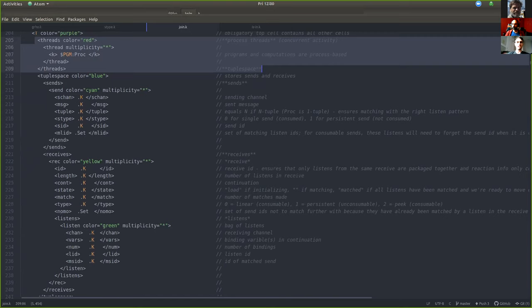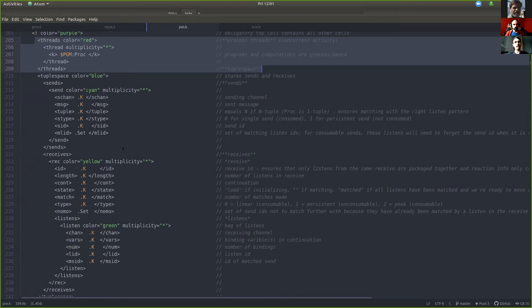Basically, the receive cell that corresponds to that receive will have three listen cells kind of within it, each one corresponding to like X is listening for these variables, and Y is listening for these, and Z is listening for these. So each one of those listens will get its own cell, which records the channel, the names or variables that it's listening for, and how many of them there are. It also gets an ID because I need to keep track of consumable versus non-consumable and whether matching has happened or not already.